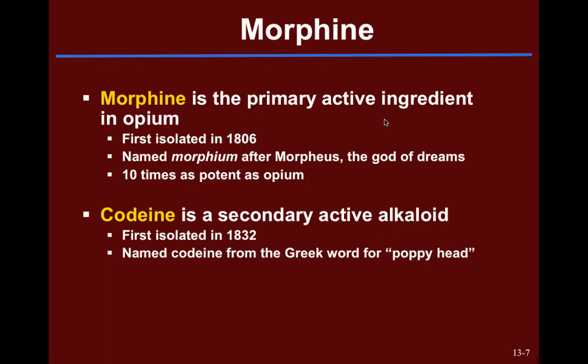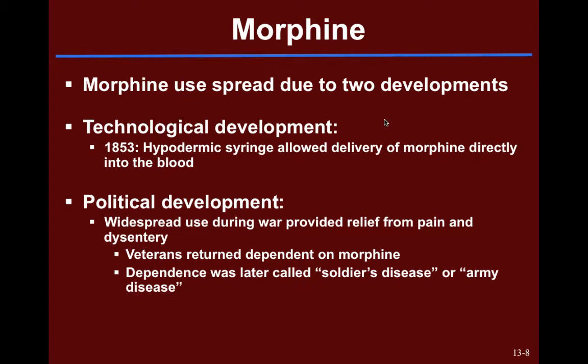Codeine is also derived from opium. It was first isolated in 1832, and this is actually named from the Greek as well, for the term for the head of the poppy.